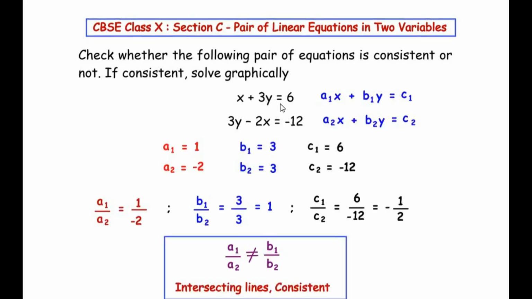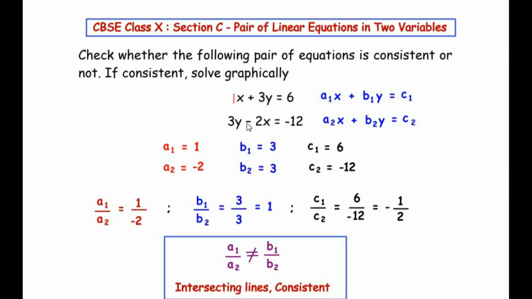So the first equation can be written as a1x plus b1y is equal to c1, and the second equation can be written in the general form as a2x plus b2y is equal to c2. Now by comparing these two equations, we can say that the value of a1 is equal to 1 because both are coefficients of x. Here if no number is given, its default is going to be 1. So a1 is equal to 1. b1 is equal to 3 because both are coefficients of y, and c1 is equal to 6 because both are constants. Similarly for the second equation, the value of a2 will be equal to negative 2.